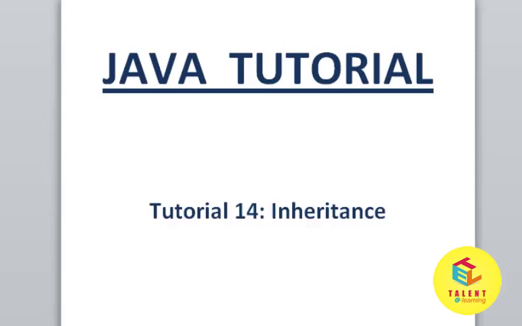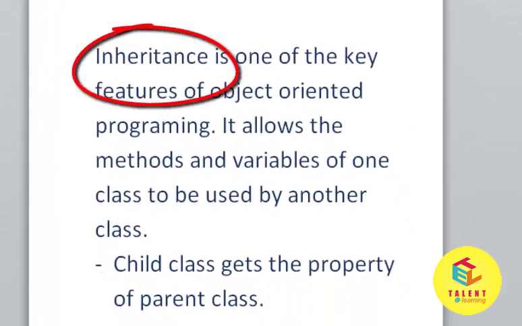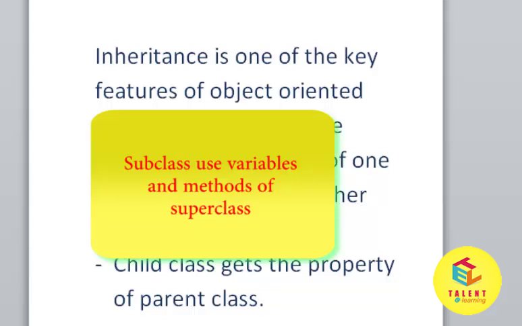In this tutorial, we are going to learn about inheritance, which is one of the important topics of object-oriented programming language. Inheritance is one of the key features of object-oriented programming. It allows the methods and variables of one class to be used by another class, which means there are two classes. One is superclass and another one is subclass. So a subclass can inherit variables and methods of the superclass.